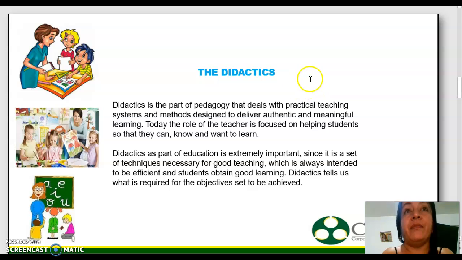The didactics. Didactics is the part of pedagogy that deals with practical teaching systems and methods, designing and delivering authentic and meaningful learning. Today the role of the teacher is focused on helping students so they can say, now I want to learn. Didactics is an extremely important part of education, since it is the set of things necessary for good teaching. This is how we intend to be efficient and bring the student good learning. Didactic activities are widely required for the objectives set to be achieved.